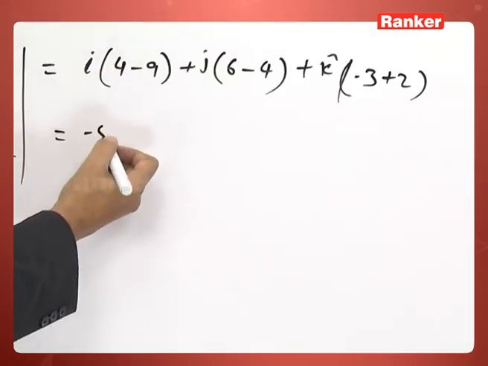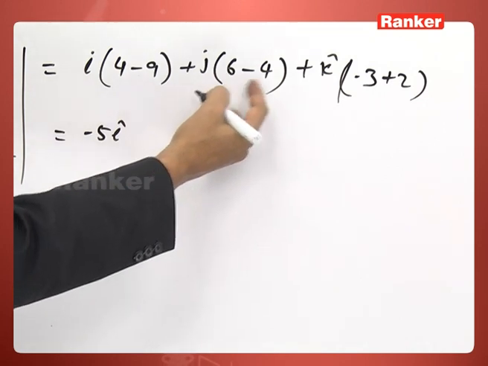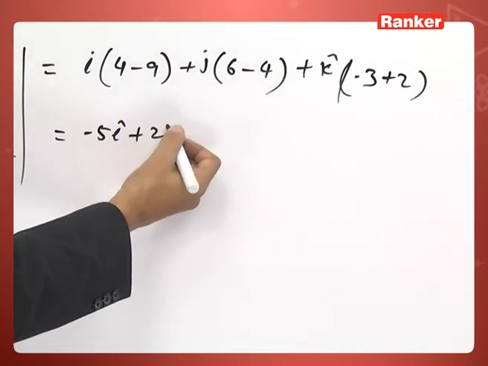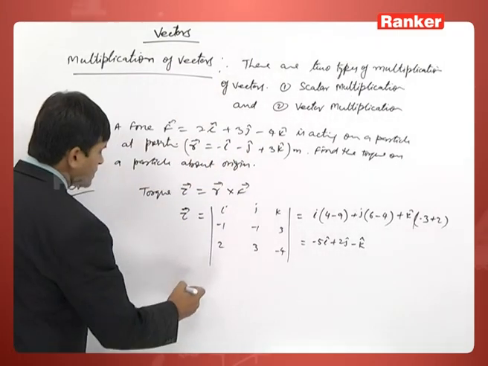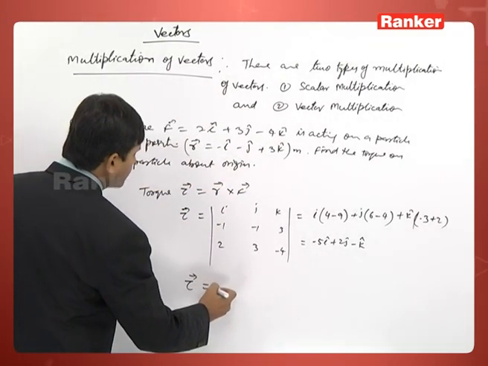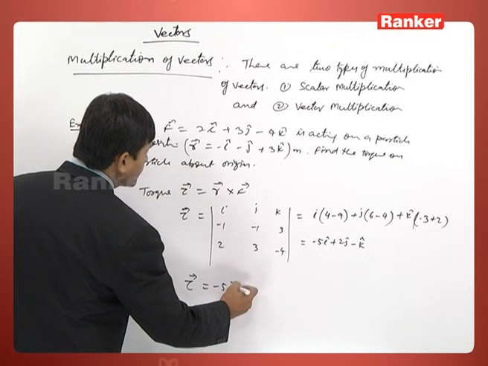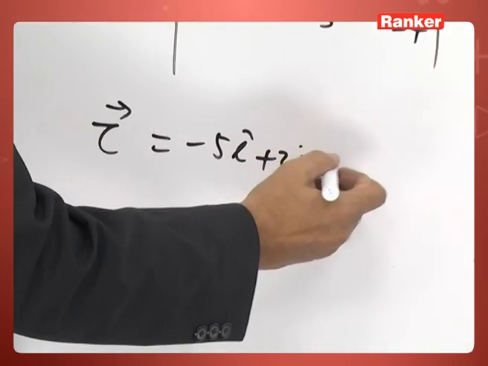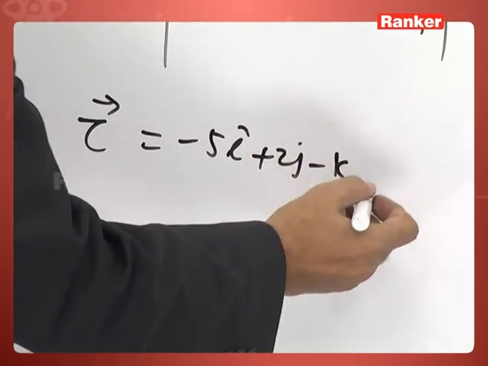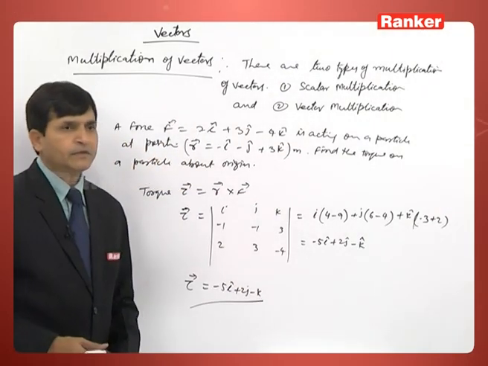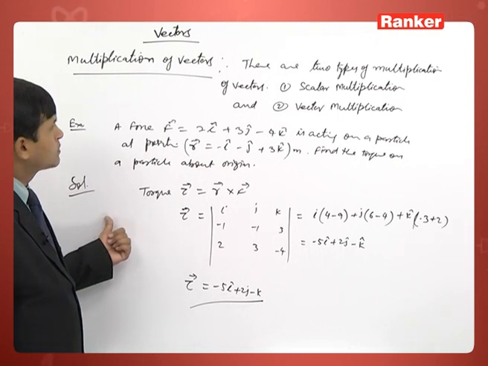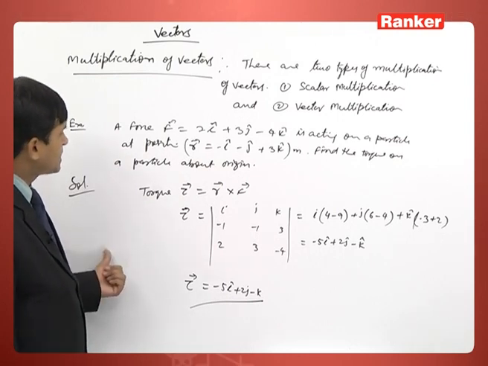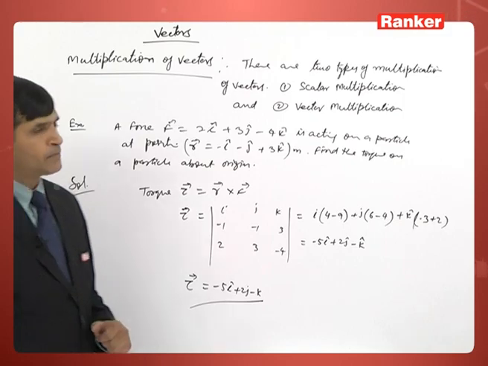So that becomes your plus 2. Finally, we will have minus 5i, plus 2j and minus k. This is the net torque. So the torque on the particle is given as minus 5i plus 2j minus k. This is the way by which we calculate torque. In this manner, we can do the vector multiplication and scalar multiplication.